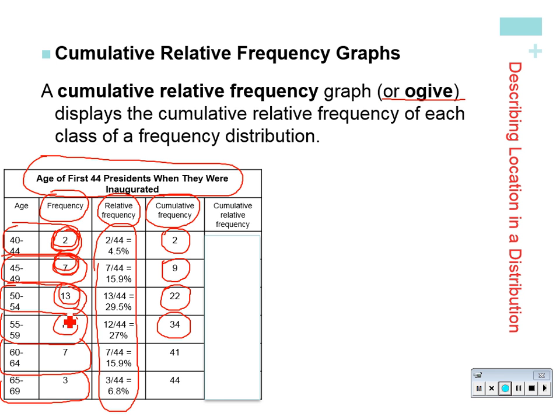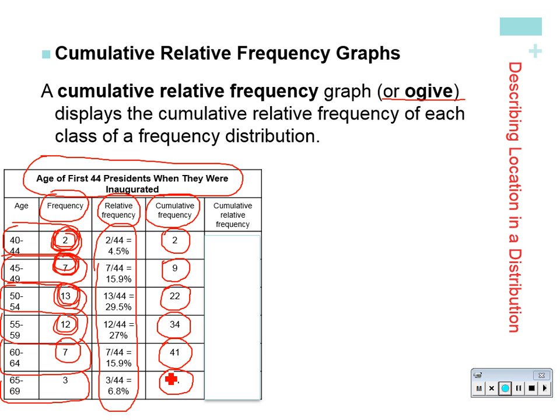And then if you take a look at this one here, the 41, there were 41 presidents who were ages anywhere from 40 to 64 when they were first inaugurated. And that comes from basically adding the 2, the 7, the 13, the 12, and the 7 here. And then finally you have 44 presidents that were inaugurated that were anywhere from 40 to 69 years old when they were first inaugurated. So that's where the cumulative frequencies come in.